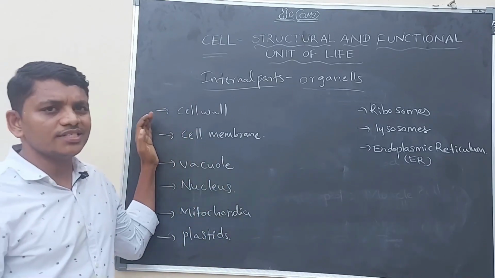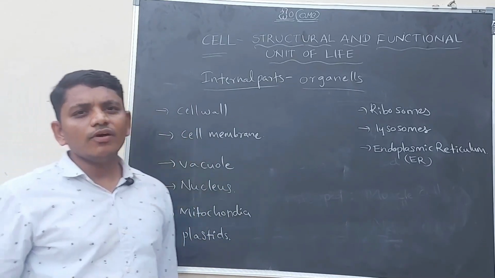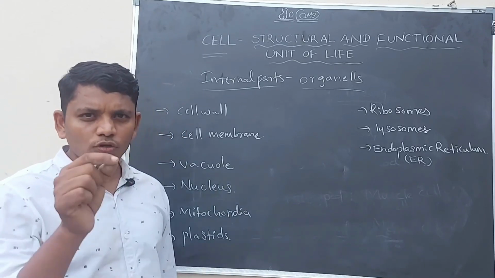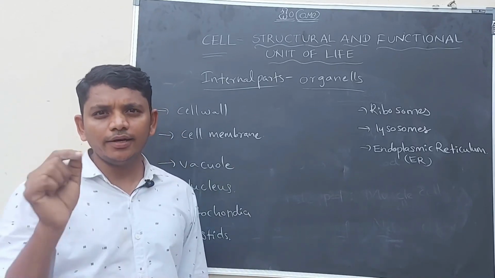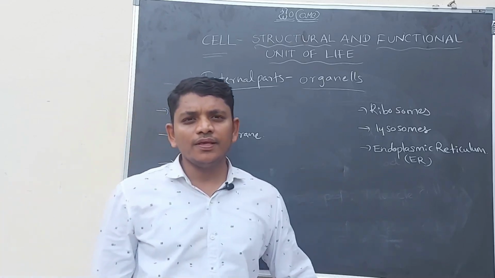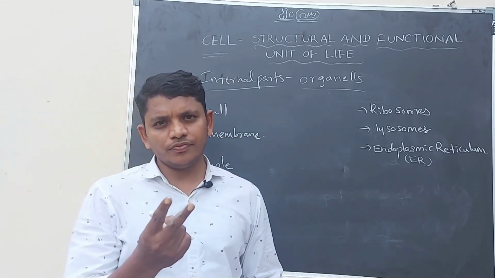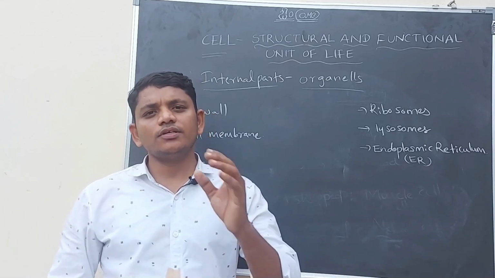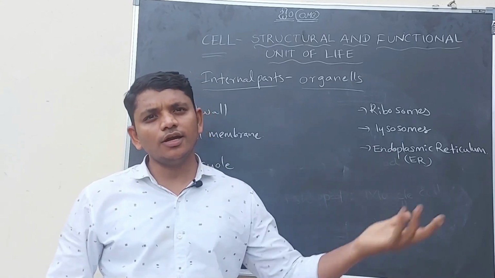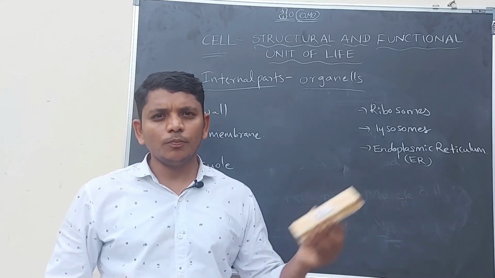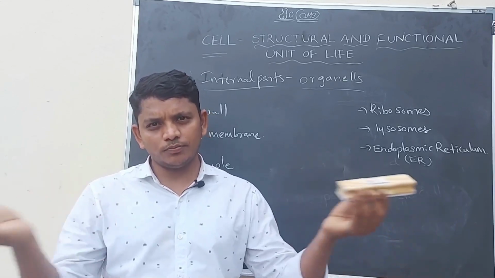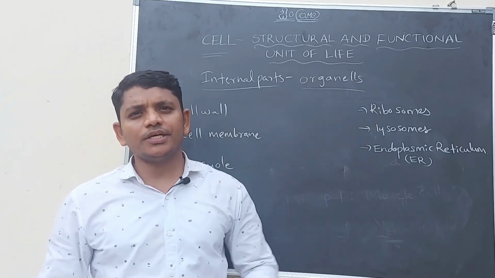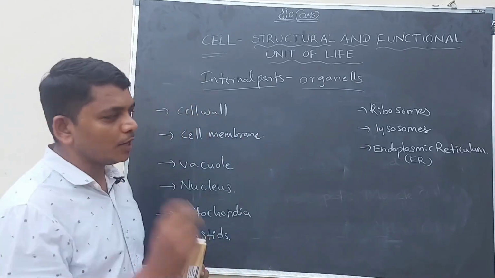Let us discuss the cell wall. Cell wall is the outermost layer in plant cells. This is only present in plant cells, not in animal cells. You know, cells are classified into two types. If the cell is present in an animal, that is called an animal cell. If the cells are present in plants, they are called plant cells. Okay, so plant cells and animal cells, these are two types. Here, the cell wall is only present in plant cells, not in animal cells.